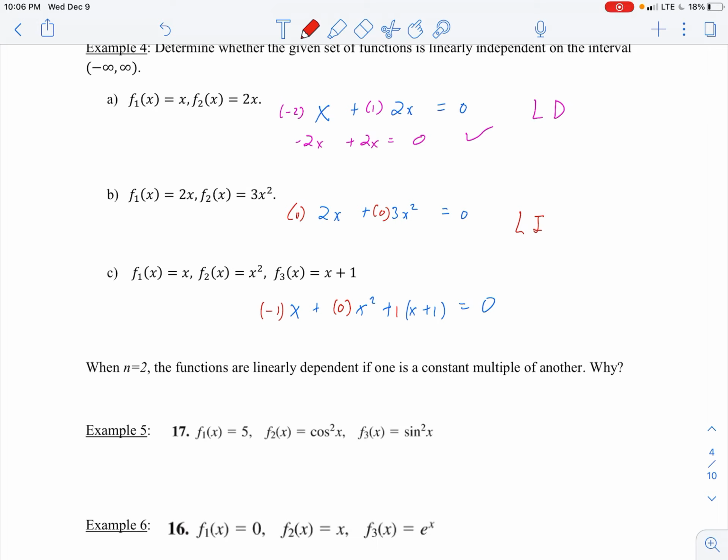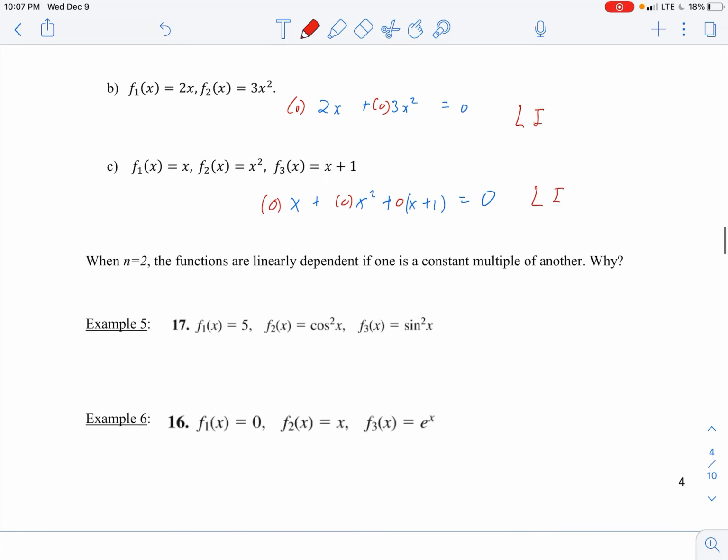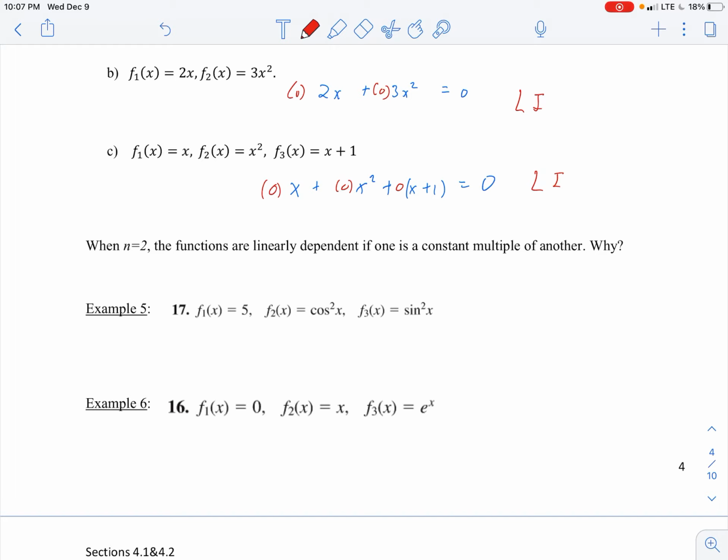So this doesn't work. If there wasn't that plus 1 there, then we could find another value. But because there's that plus 1 with that x, there's no way to multiply this x value that will make that equal 0, because you always have that plus 1. So the only thing that's going to work again is 0. And so that's linearly independent. Alright, let's check the next one.